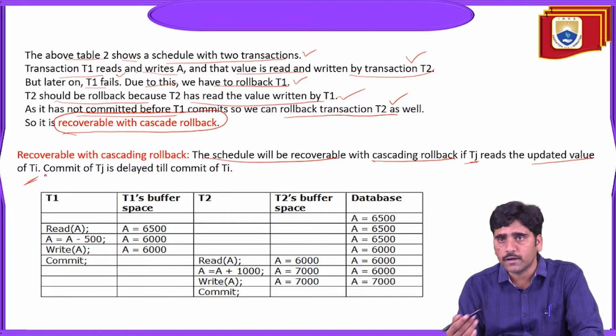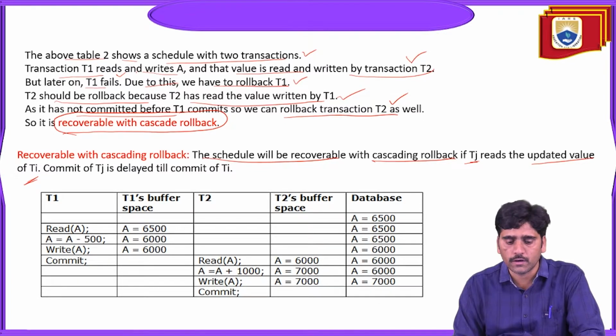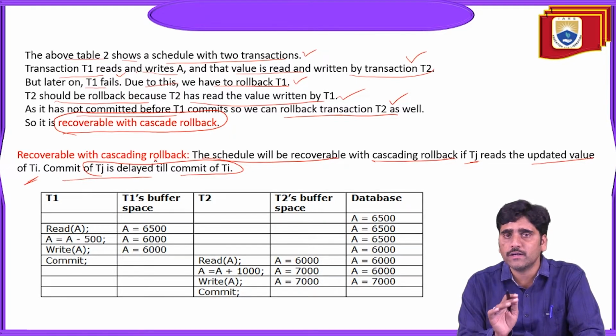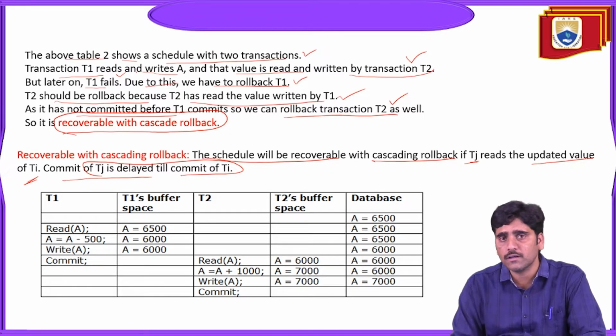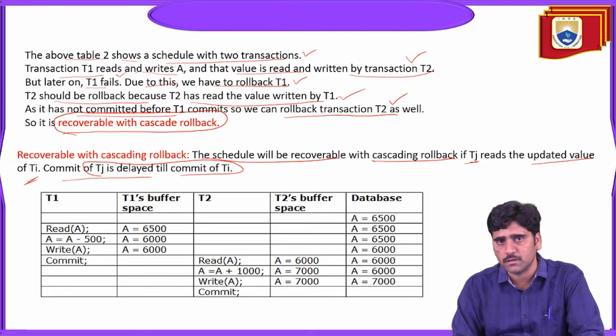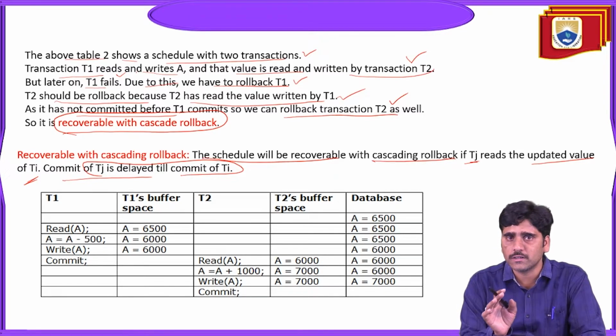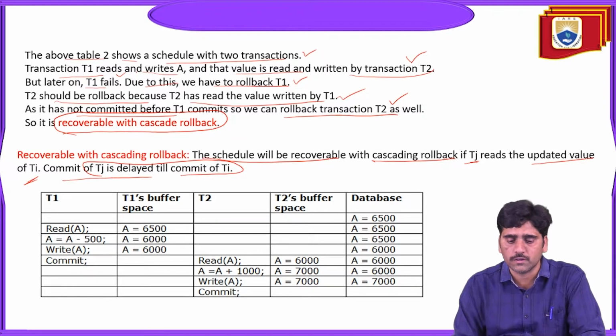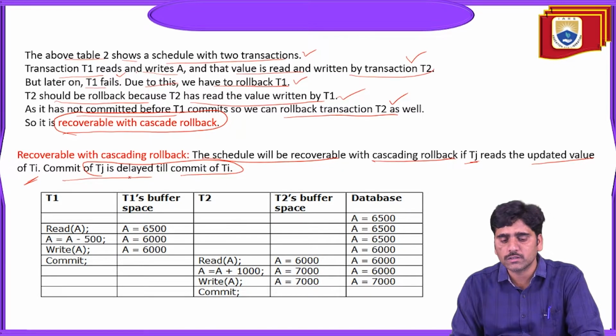So T2 reads the updated value of T1. So commit of Tj is delayed till commit of T1. That means T2 has to wait for some time for committing transaction 1. Only after committing transaction 1 is T2 going to commit, because it is waiting for the transaction commit of the first one.